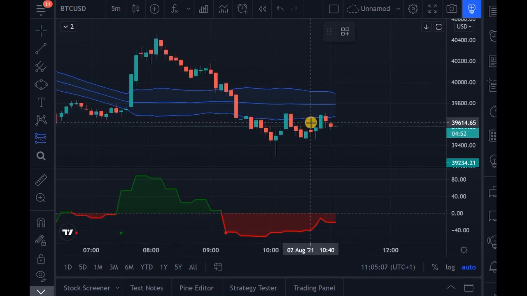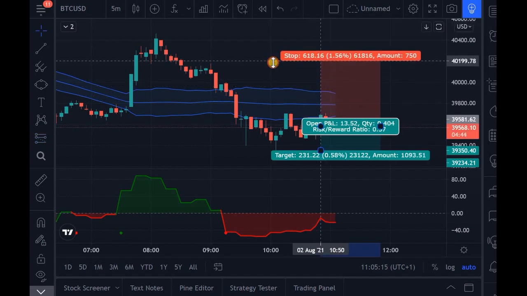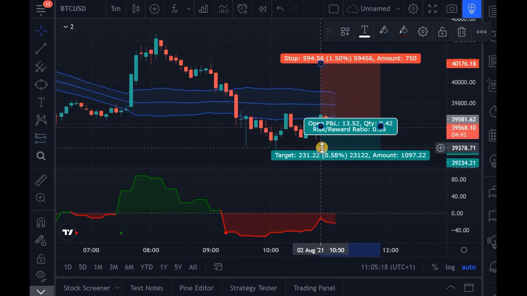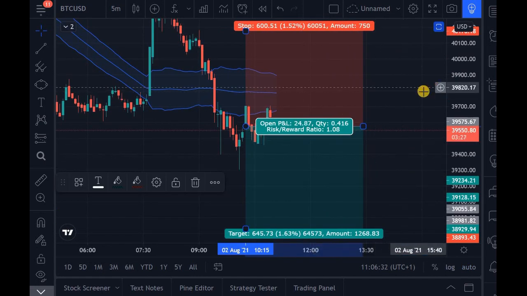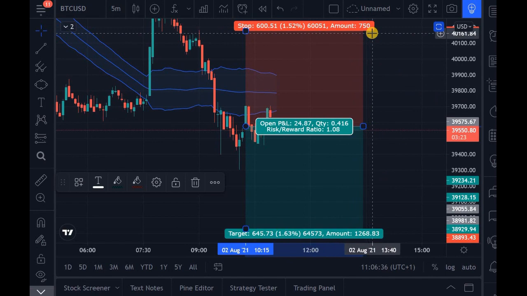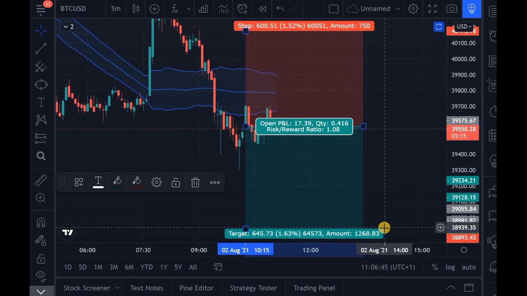I am going to enter a short position at around this level. My stop loss would be at the previous candlestick high, and my take profit would be at a 1-to-1 risk reward ratio. Now this is exactly how my trade will look like. My stop loss would be at around 40,166 and my take profit would be at around 38,900.